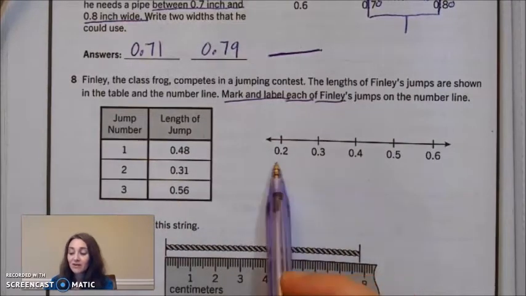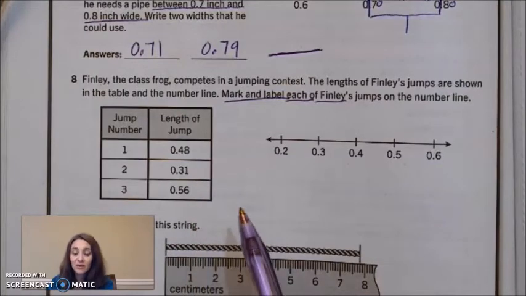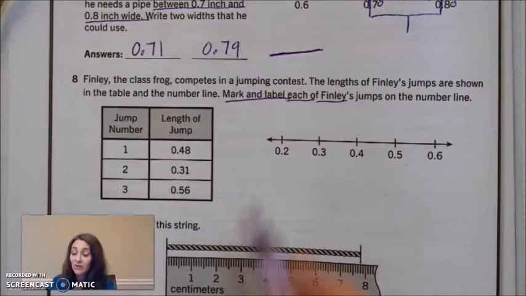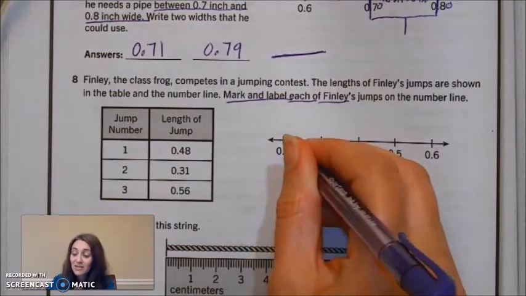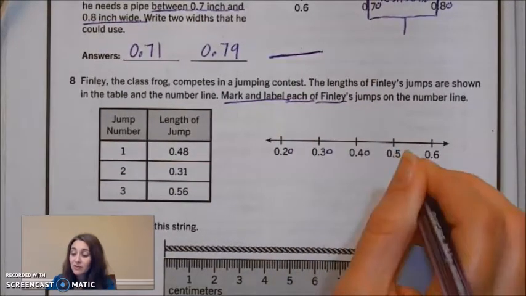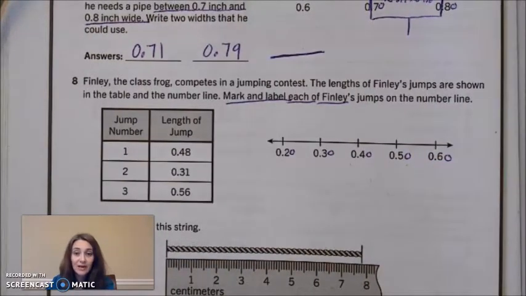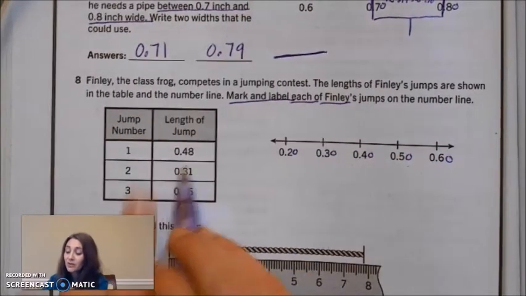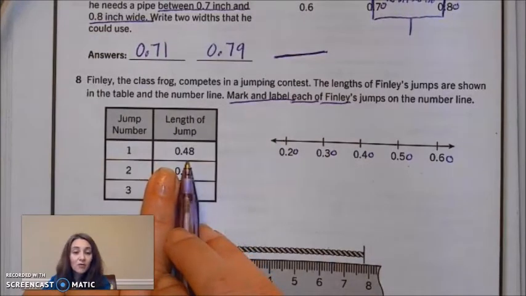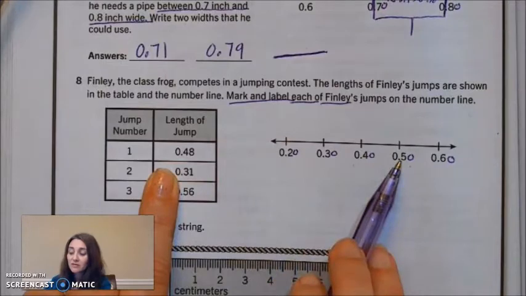If I look over here, I've got tenths, and here I've got hundredths. Is there a way to make them match? Yes, there's a way to make them match. I'm going to turn my tenths into hundredths by putting a 0 in the hundredths place. It does not change the value, so it's okay to do that. All right, jump number 1 is 48 hundredths. Here's 40 hundredths, here's 50 hundredths.